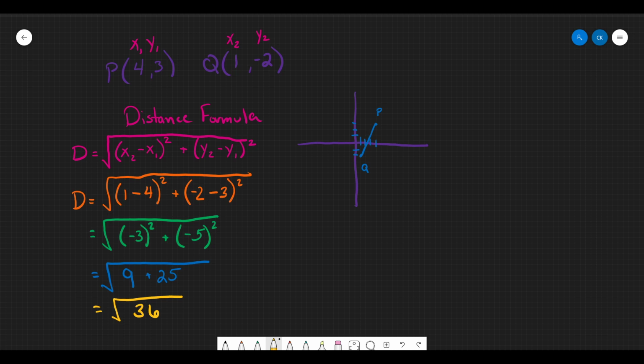And in this case, it actually works out... 25 plus 9 is not 36. 25 plus 9 is 34. So 25 plus 9 is 34, so I'm ending up with the square root of 34. So now here, we're going to want to try to simplify the square root of 34. So I'm going to put this part over here.